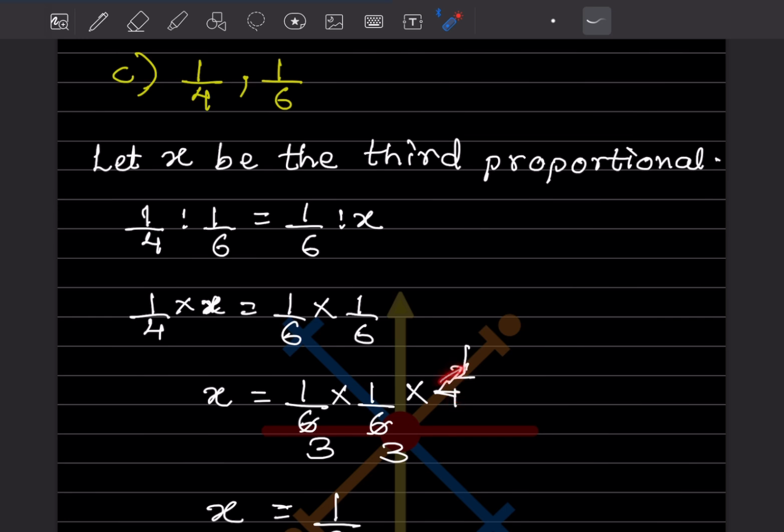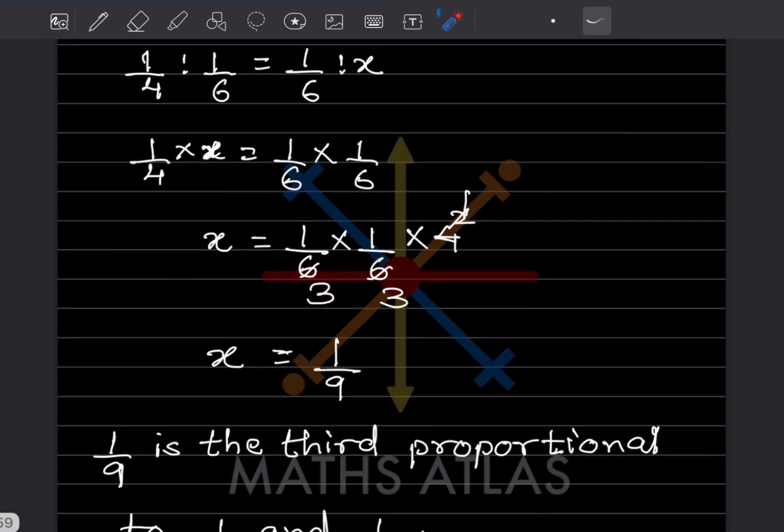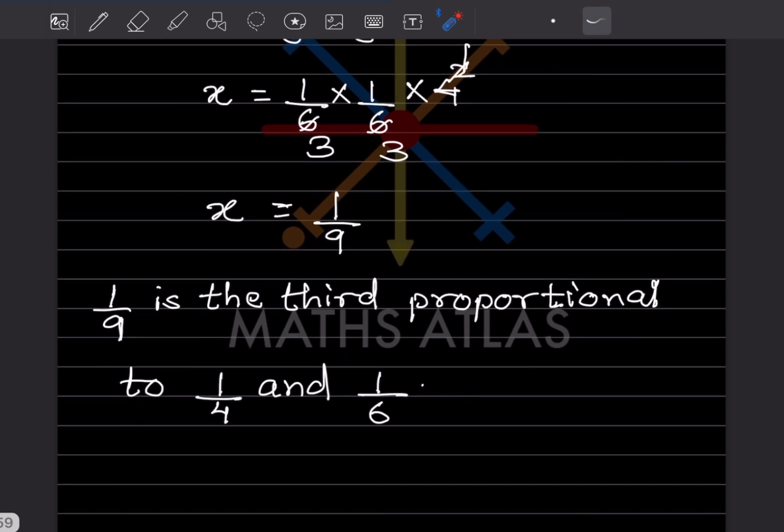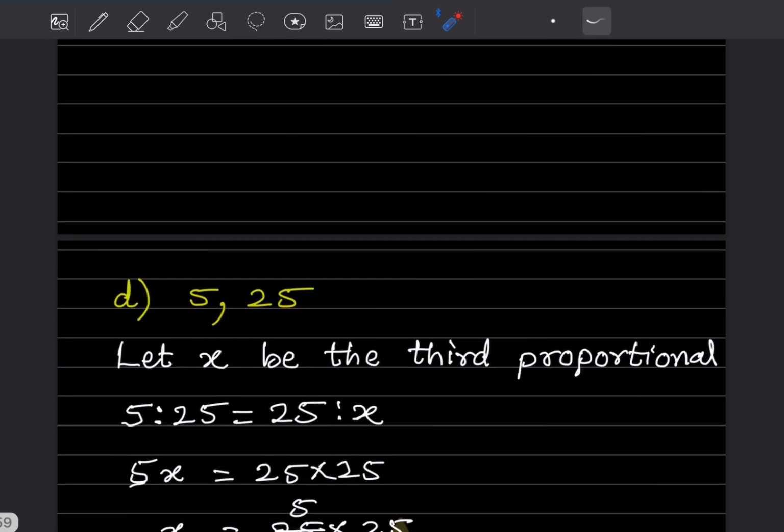So now 2 twos are, so we can do one thing here. 2 twos are 4 and 2 threes are 6. Then here 2 ones are 2, 2 threes are 6. So this is going to be 9. So X is 1 by 9. So 1 by 9 is the third proportional to 1 by 4 and 1 by 6.